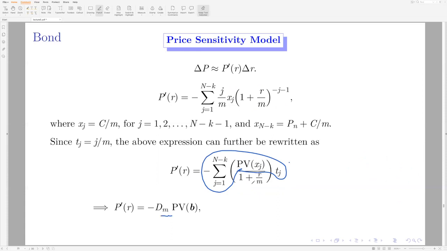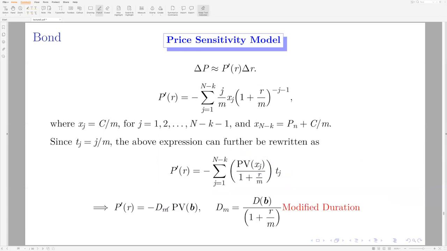And what is this M? I will just merge it with the D and call that as M. Okay. So Dm is D of B, which is the duration, divided by this term I carried over. Generally in literature, it is called modified duration. What is this B? B is the bond cash flow.